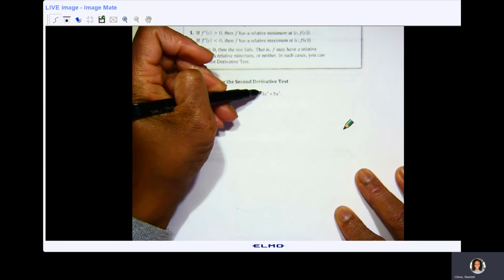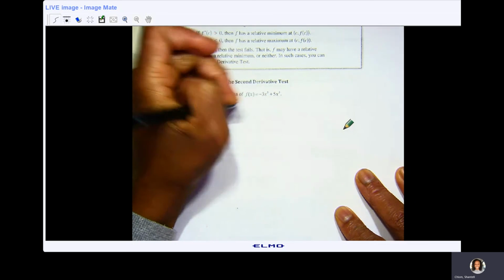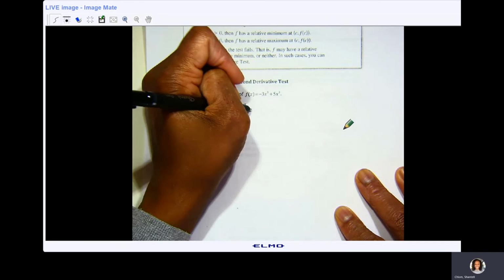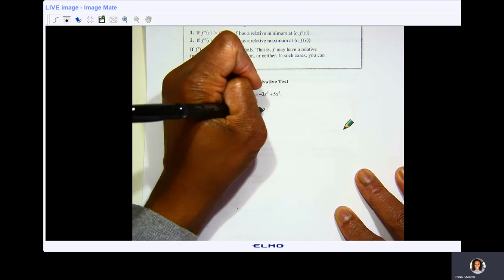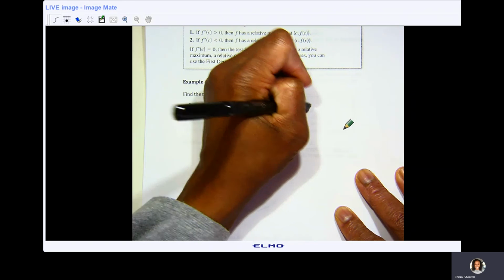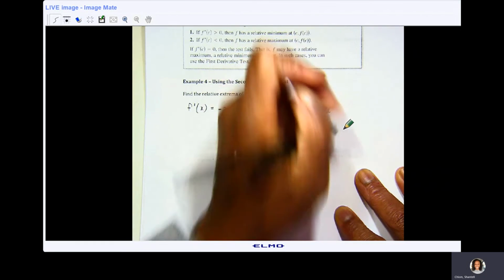So the 5 would come down, making that a negative 3 times 5 x to the 4, plus, the 3 comes down here, 5 times 3 x squared. So this is negative 15 x to the 4 plus 15 x squared. Okay?